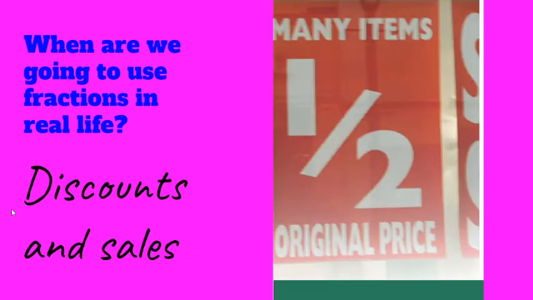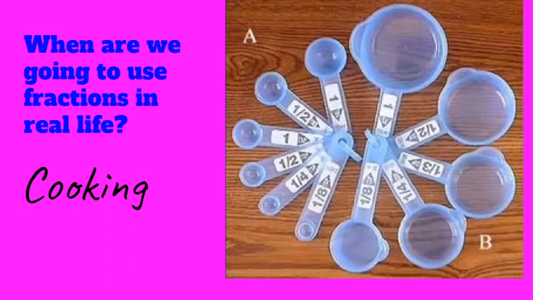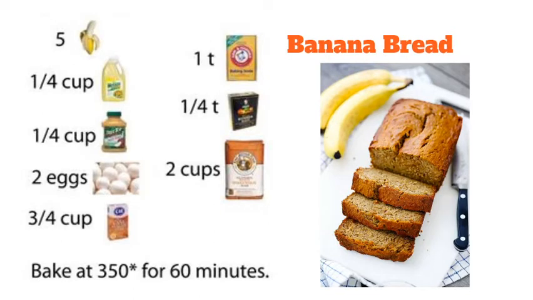You can also use fractions in discounts and sales. Say you're finding a shirt and it's on a discount of 50% off the original price. This is a fraction. You can use it in cooking. For example, 1/2 teaspoon or 1/2 tablespoon. Both of those measurements are fractions. Let's say, for example, you wanted to bake some banana bread. You would have to use 5 bananas and 1/4 cup oil, 1/4 cup applesauce, 2 eggs, 3/4 cup flour, and so on. There's lots of fractions that you need to know in order to bake that banana bread.